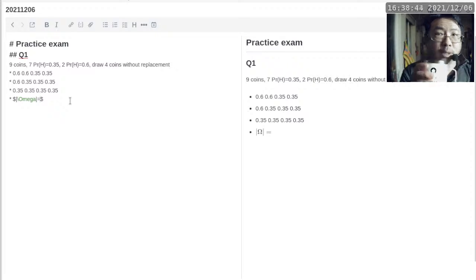Nope. The cardinality of omega is definitely not 4. It should be quite a bit more than that, because we have 9 coins, right? So even if ordering is not important, we have 9 coins to choose from, but we are only choosing 4 out of those 9.